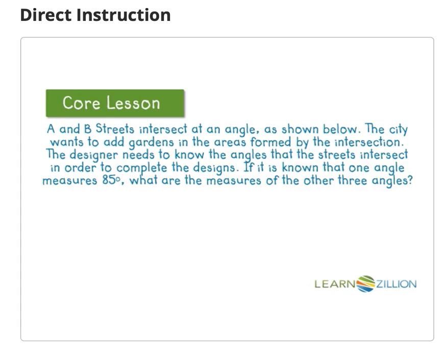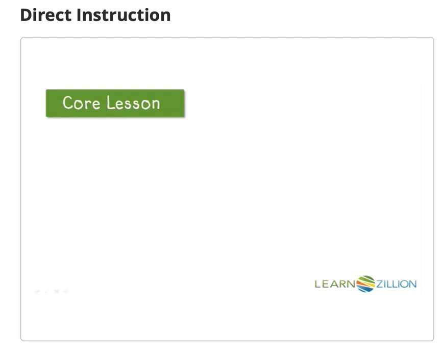Let's look at a diagram to help us figure this out. We have two streets that intersect, A Street and B Street, and we know one angle measures 85 degrees, and we want to find the measures of the other three angles: angle X, angle Y, and angle Z. How can we use vertical and adjacent angles to help us figure this out?